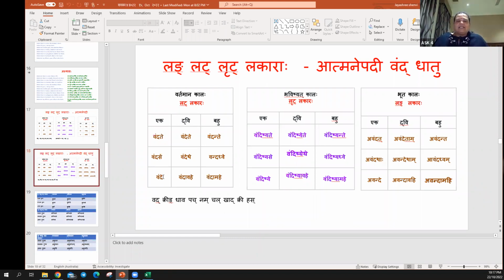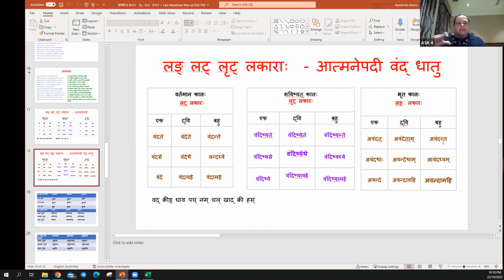We don't say vandami mataram. Some of the dhatus can't go into parasmaipadi; they have to go into atmanepadi. And atmanepadi always starts with te, with lat lakara. With bhavishyat kala, it comes as ishyate, and with bhutakala it comes as avandata, avandetam, avandanta.